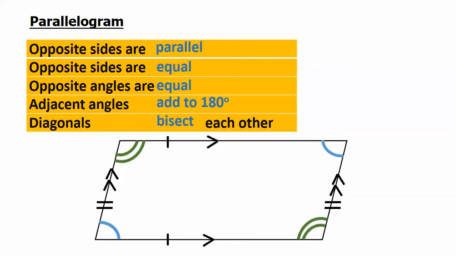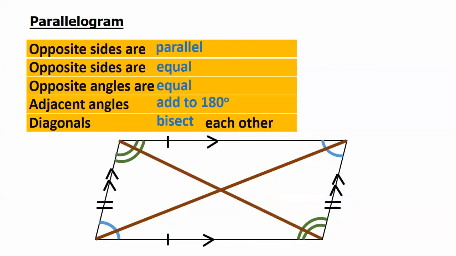And the diagonals bisect each other. A diagonal is a straight line from one vertex of the shape to the opposite vertex. So here is one diagonal, and we have the other diagonal. And they bisect each other. So one half will equal the other half. And this is true for the other diagonal as well. One half will equal the other half.